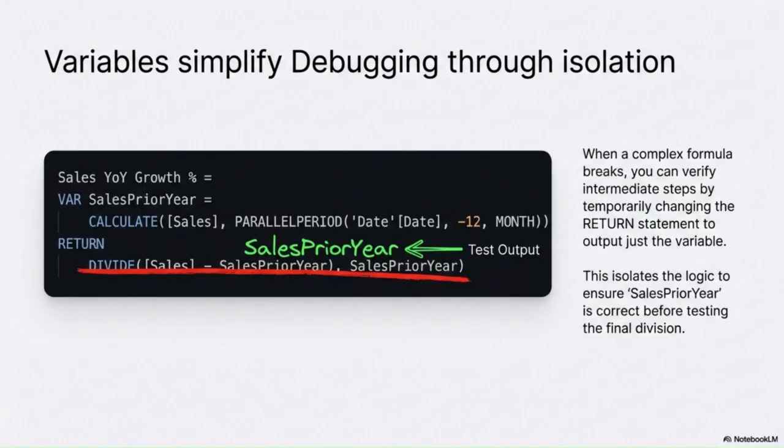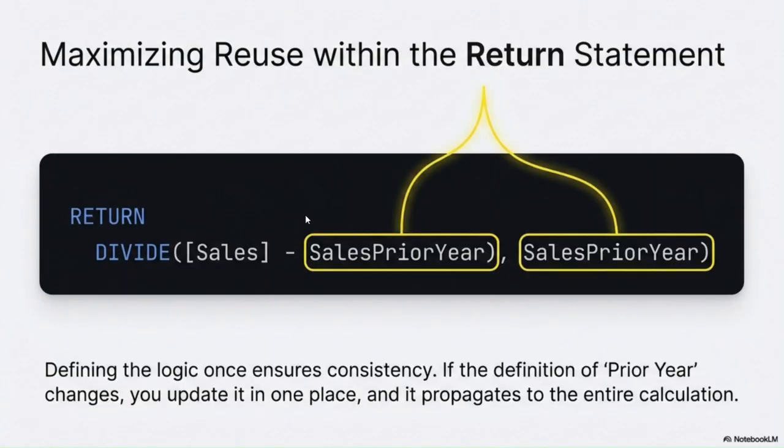Let's look at a practical example. Suppose we want to calculate a profit. Instead of writing sum of sales and sum of cost multiple times, we create two variables, one for total sales and one for total cost. Then we simply subtract cost from sales and return the result. This approach makes business logic extremely easy.